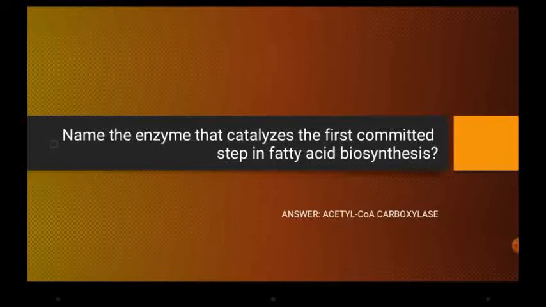Next question. Name the enzyme that catalyzes the first committed step in fatty acid biosynthesis. Well, the production of malonyl coenzyme A from acetyl coenzyme A is the initial and the controlling step in fatty acid biosynthesis. Now, this reaction is catalyzed by what enzyme? By acetyl coenzyme A carboxylase, and that's the answer.